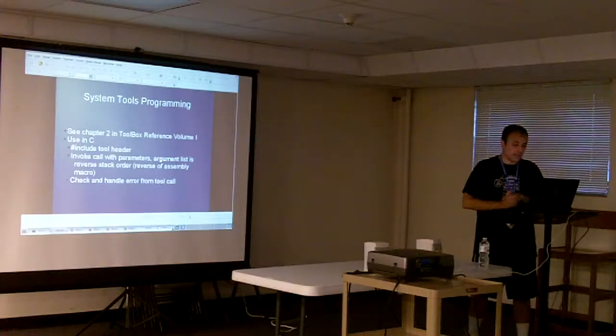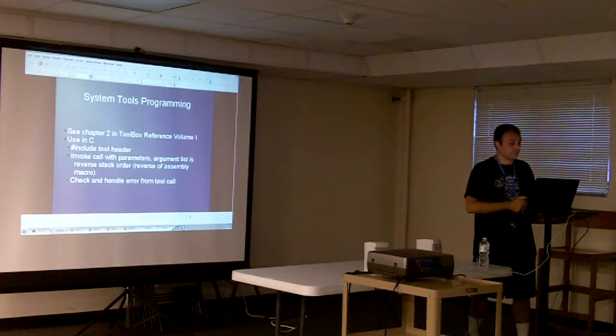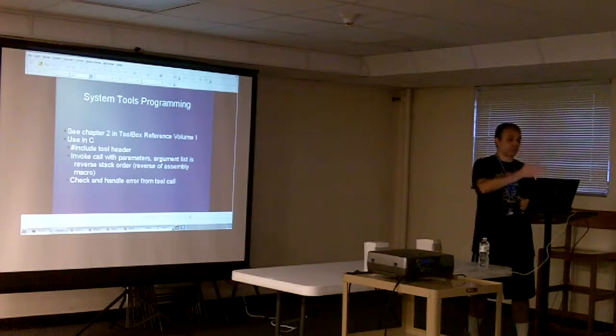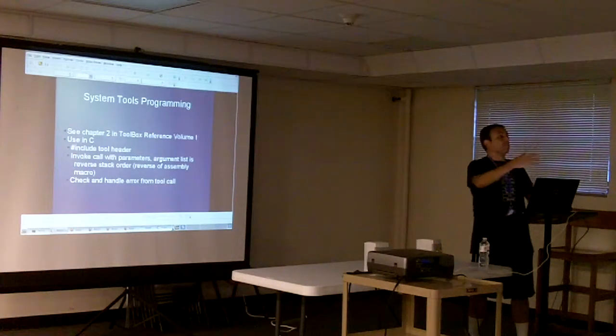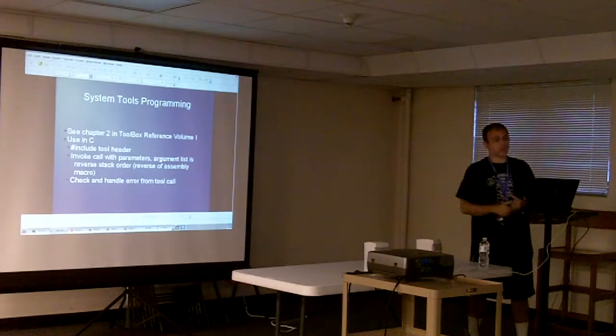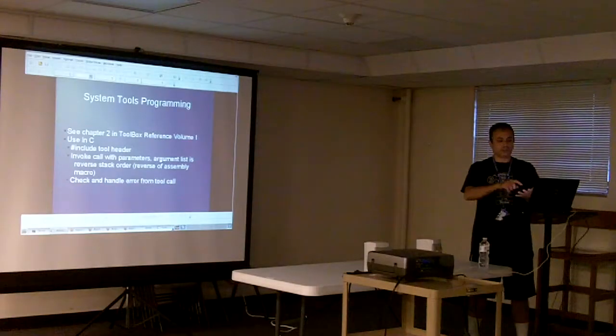With assembly, which I didn't write down here, there are macros that the Merlin and Orca/M assemblers provide, and it's usually underscore tool name, and that macro underscore tool name does have 7 bytes of code, the LDX of the tool call number, and the JSL to E10000.